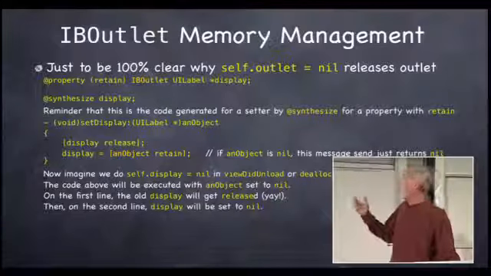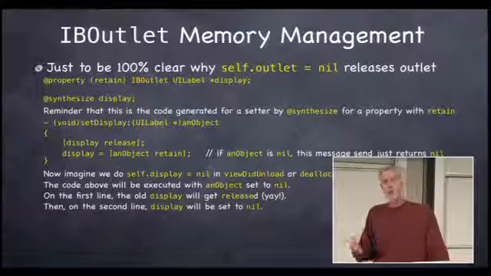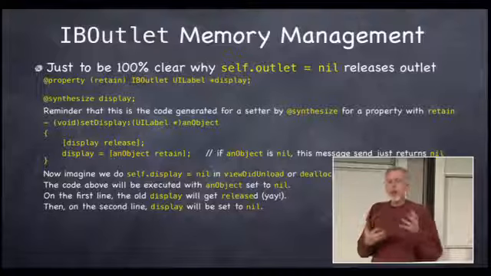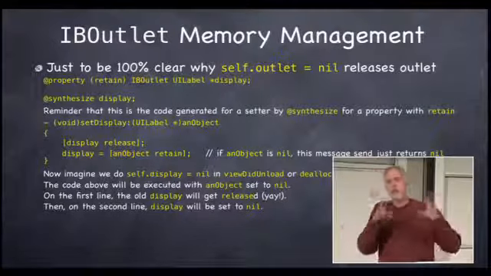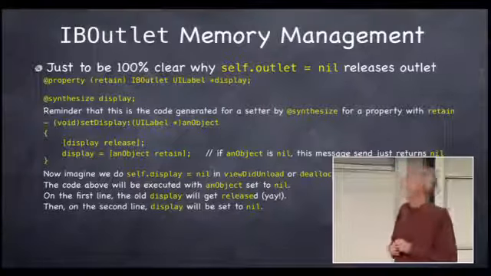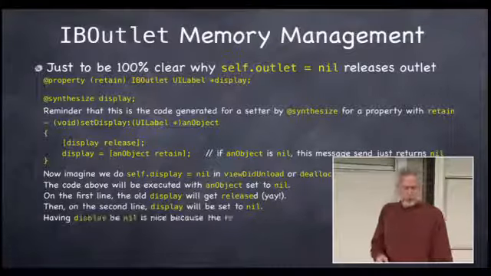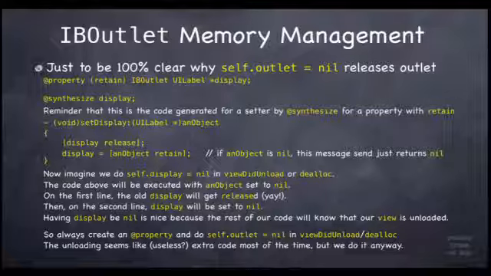Now it's going to go on to the next line. It's going to set display to nil, which is also a good thing. Because our view got unloaded, let's say, we release display. It'd be nice to be running around inside of our code when we're unloaded with display being nil, not set to some bad pointer that has already been released. Of course, in dialog it doesn't matter, but it's nice in viewDidUnload. So the bottom line is we always create this outlet property, and then we do self.outlet equals nil in our viewDidUnload and our dialog to clean up.